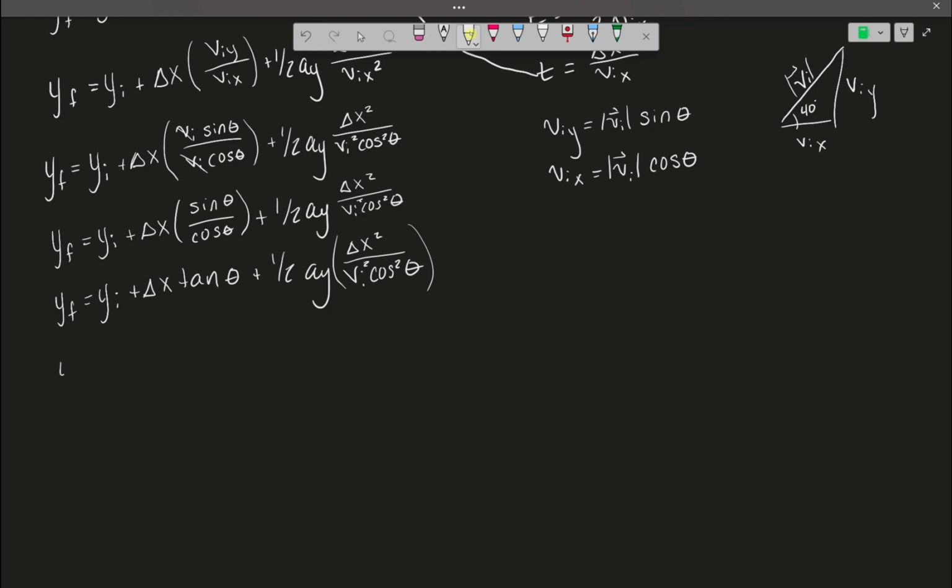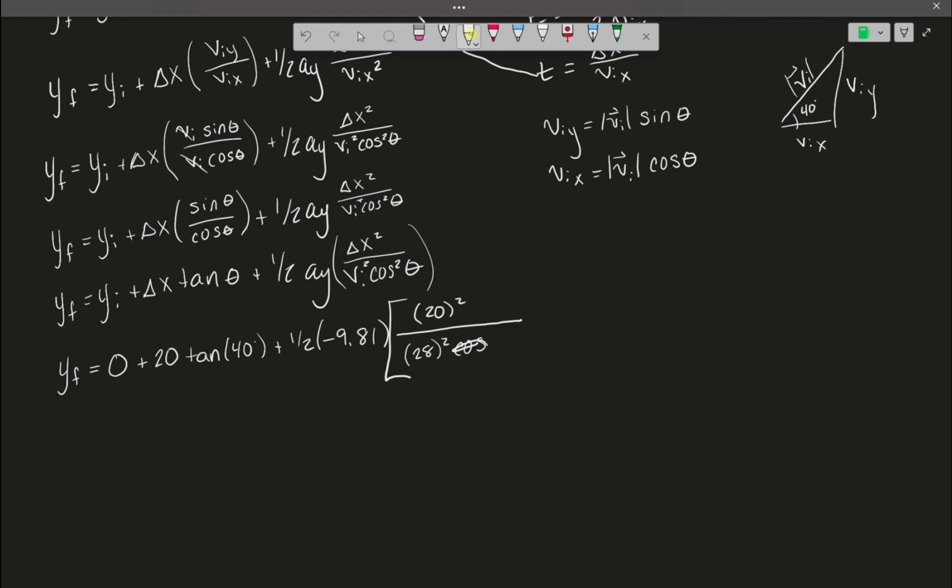So I'm going to go ahead and start plugging in numbers. My final position in the y direction is going to be equal to the initial position, which was 0, plus the change in x, that was 20, tangent of 40 degrees, plus 1/2 times the acceleration in the y direction, negative 9.81, and I'm going to use big brackets here, times the change in position in the x direction, that was 20 squared, divided by the magnitude of the initial velocity, which was 28 squared cosine.